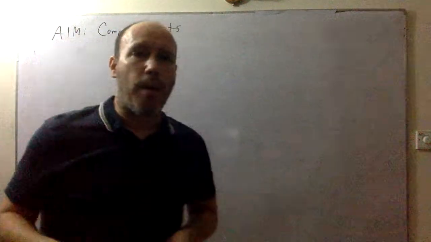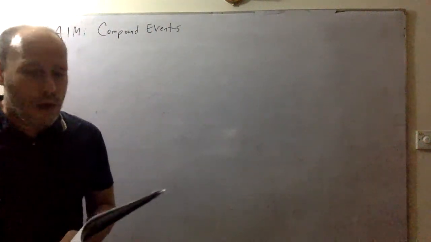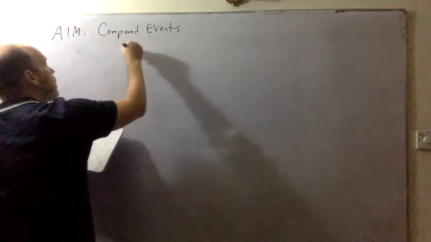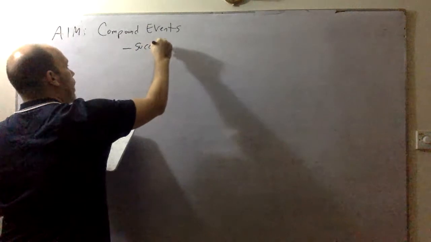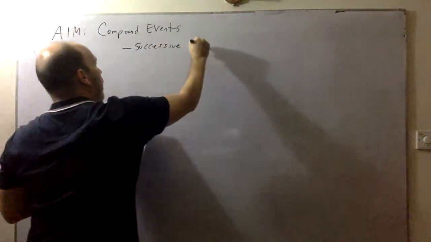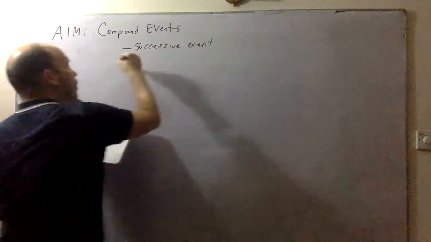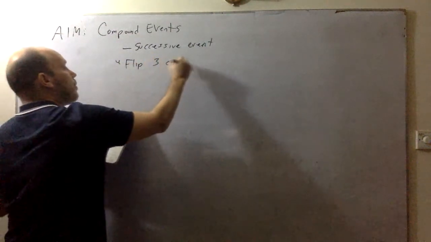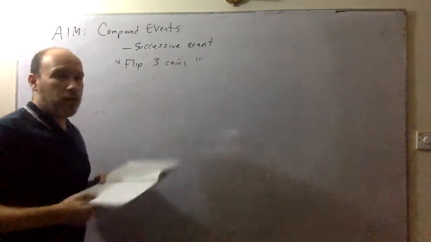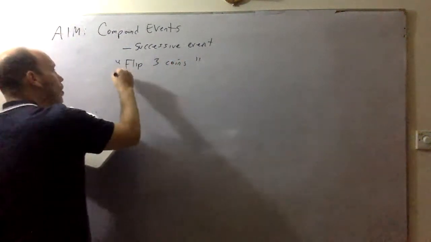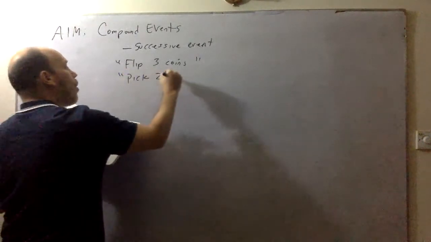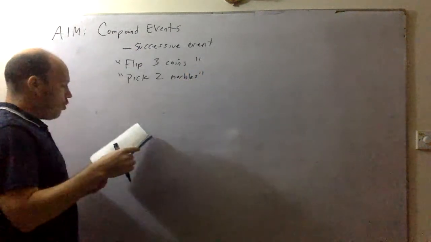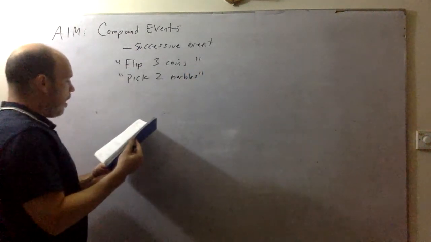Okay, so today we're going to talk about compound events, and the idea is that it's multiple events, successive events. You're going to see something like flip a coin, flip three coins, or pick two marbles.